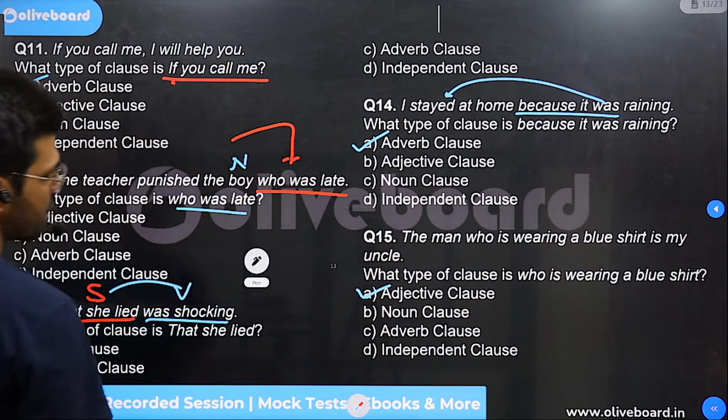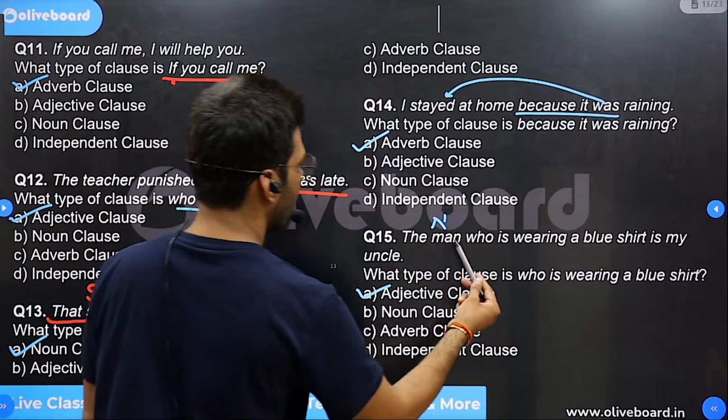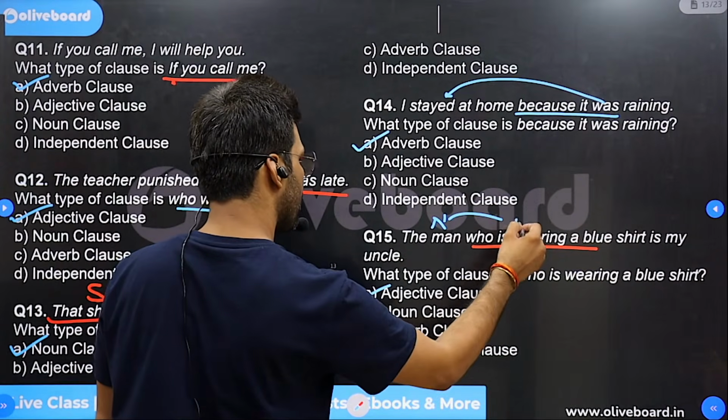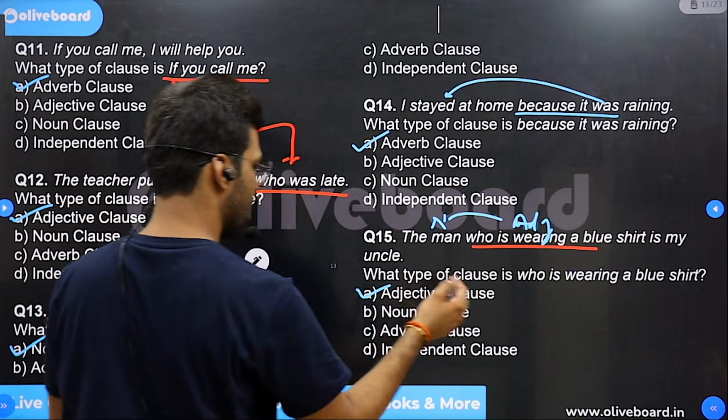Adverb clause of reason. The man who is wearing a blue shirt. Man is a noun, and nouns are modified by adjectives. Adjective clause.